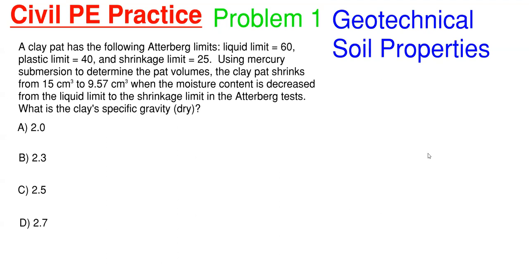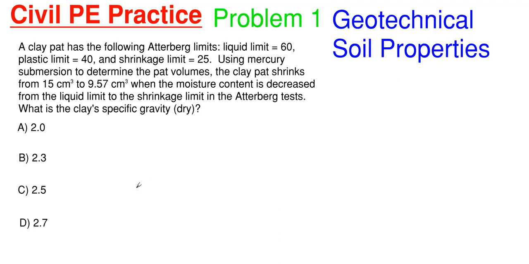So this will be our first problem in the geotechnical series, and we're going to be looking at soil properties here. The question states, a clay pat has the following Atterberg limits: liquid limit equal to 60, plastic limit of 40, and a shrinkage limit of 25. Using mercury submersion to determine the pat volumes, the clay pat shrinks from 15 cubic centimeters down to 9.57 cubic centimeters when the moisture content is decreased from the liquid limit to the shrinkage limit in the Atterberg test. The clay's specific gravity dry is what?